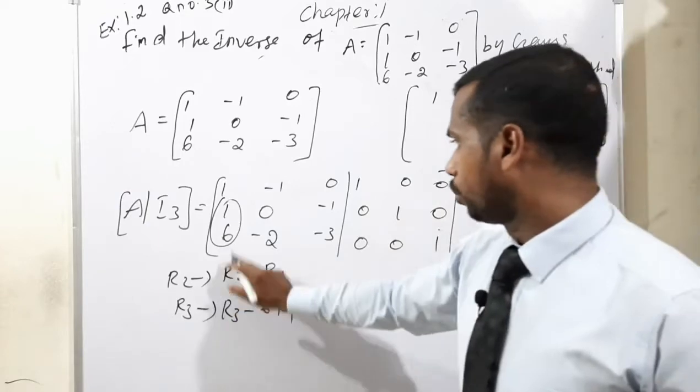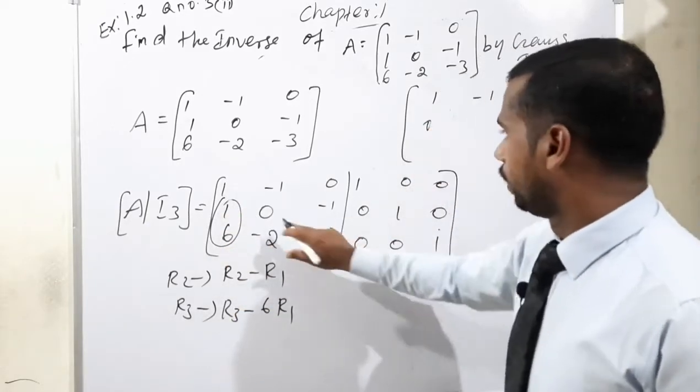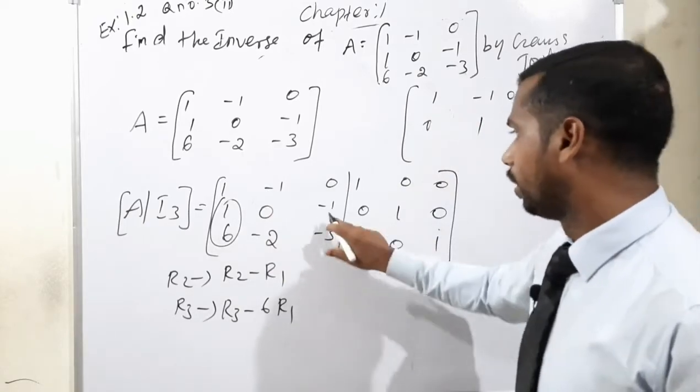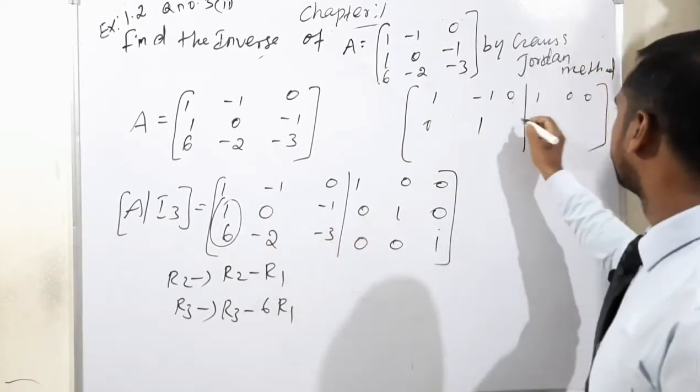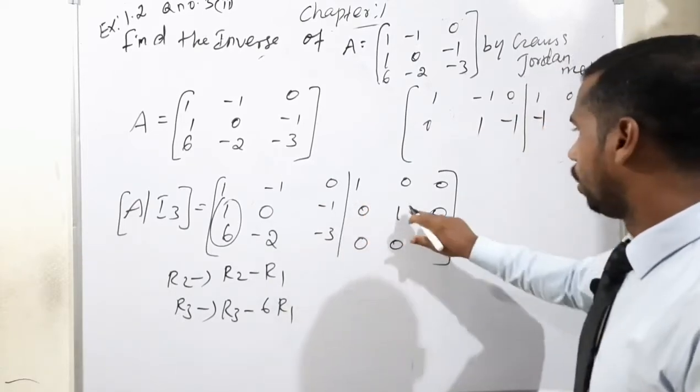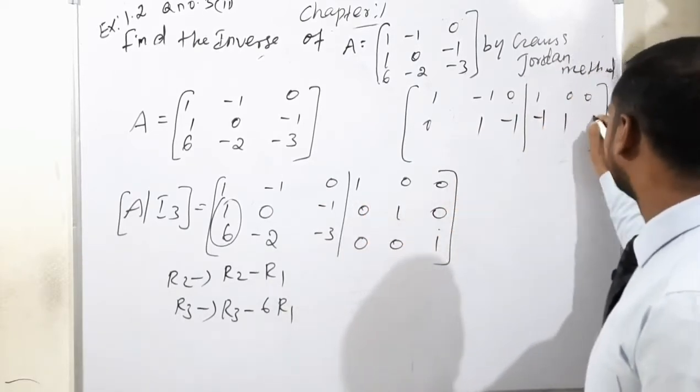Listen very carefully. R2 minus R1: 1 minus 1, 0. Then 0 already, common minuses, so minus into minus plus, 0 plus 1 means a positive 1. Again minus 1, there 0 is, so directly minus 1. Next condition, 0 minus 1, so minus 1. 1 minus 0, 1. 0 minus 0, 0.